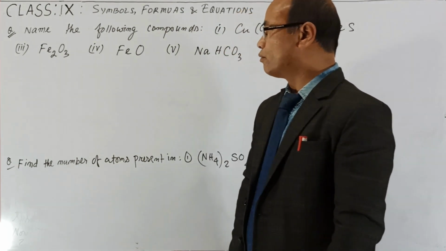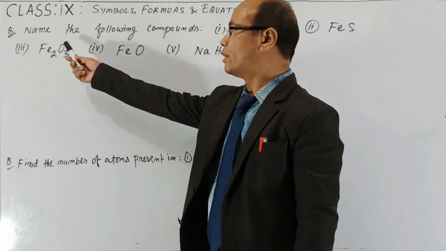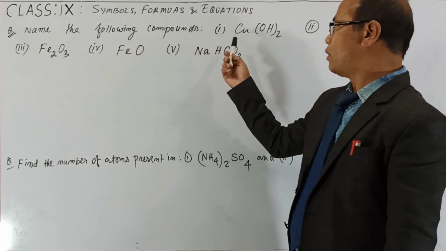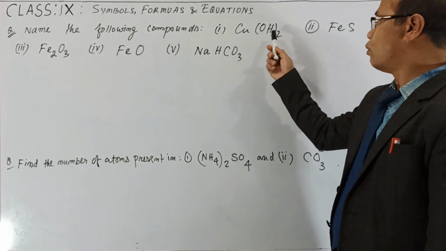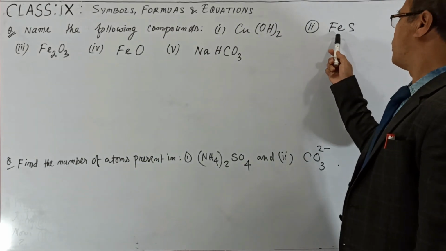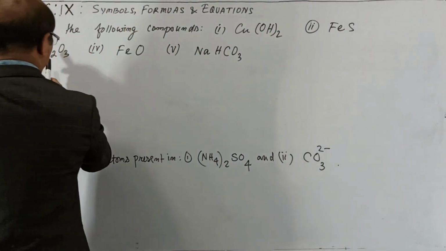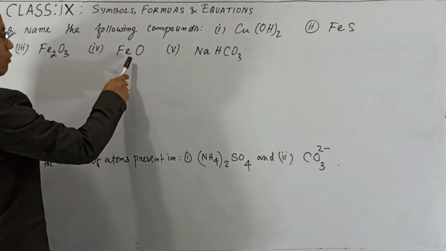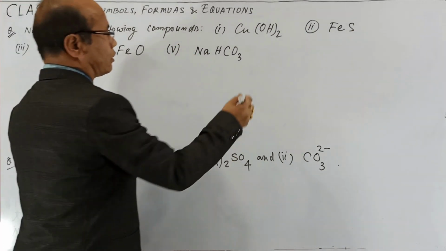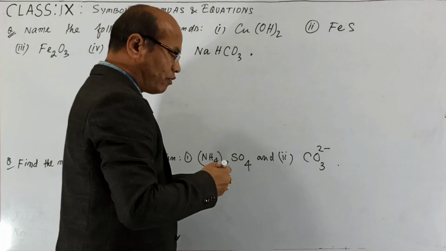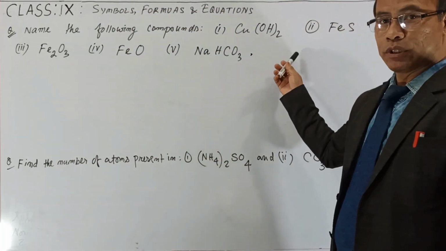So the first question for today, you see on the whiteboard. Name the following compounds. Roman number 1, copper hydroxide, CuOH2. Roman number 2, FeS, ferrous sulfide. Roman number 3, Fe2O3. Roman number 4, FeO. Roman number 5, NaHCO3. You are given 5 compounds and you have to write down the names of these compounds.